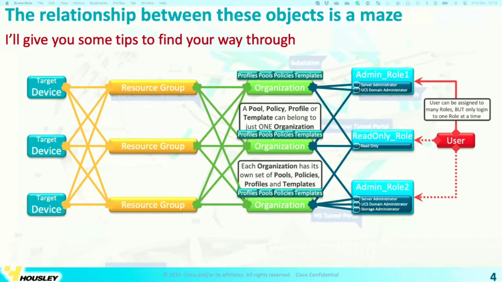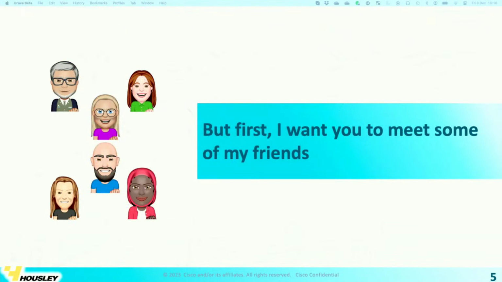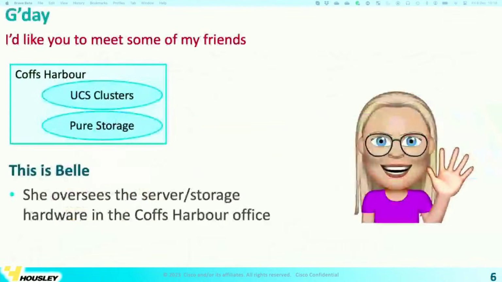I think we should start by getting you to meet some of my friends, and we'll try to make this a little bit more personal. First of all, I've got Bell. Bell's in charge of Coffs Harbour. We've got a data center at Coffs Harbour. There's UCS and Pure Storage there. I've kept it simple. There are other things we can do in Intersight, but let's keep it to just two little things, because it gets complicated enough. So she oversees everything at Coffs Harbour.